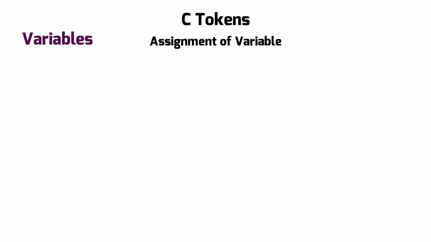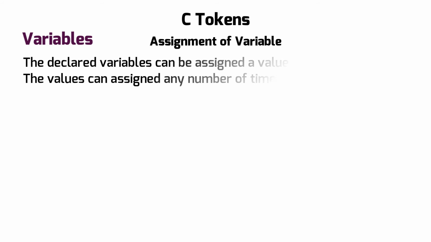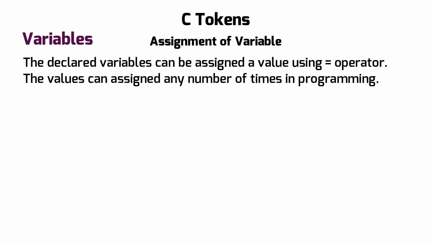Now we'll see the assignment of a variable. A declared variable can be assigned a value using the equal to operator. The value can be assigned any number of times in programming. So for example, age = 18, num = 55, etc. So here I am assigning the value 18 to the variable called age, and I am assigning the value 55 to the variable called num.